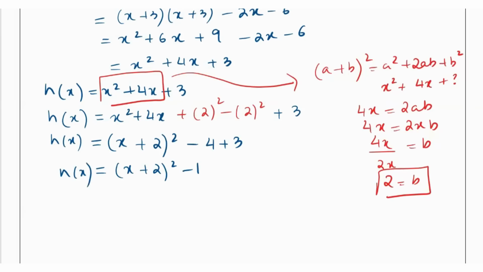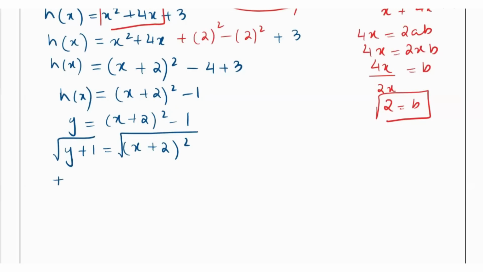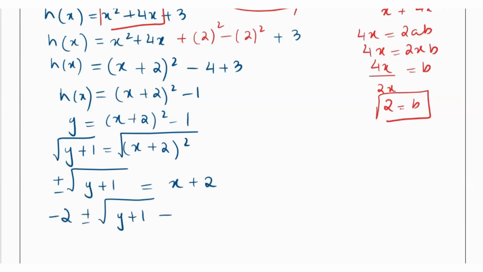Now we need to use this to find the inverse. So replace h of x with y. So y equals x plus 2 whole square minus 1. Right now, y is the subject of the equation. We need to make x the subject. So let's move everything on the left-hand side except for x. So y plus 1 equals x plus 2 whole square. Square root both sides. So plus minus root of y plus 1 equals x plus 2. -2 plus minus root of y plus 1 equals x.